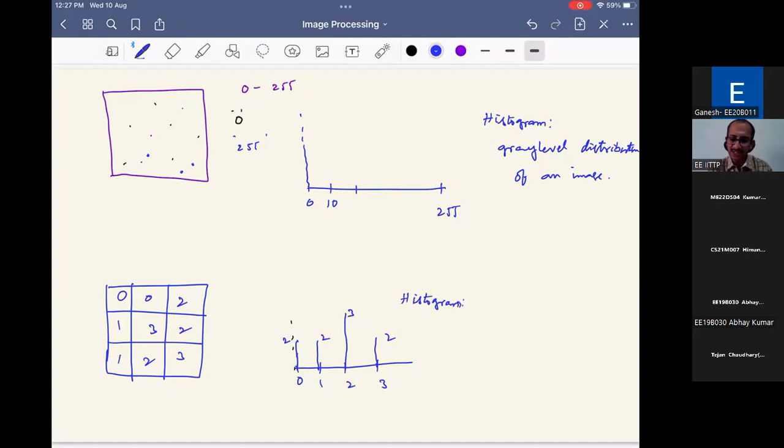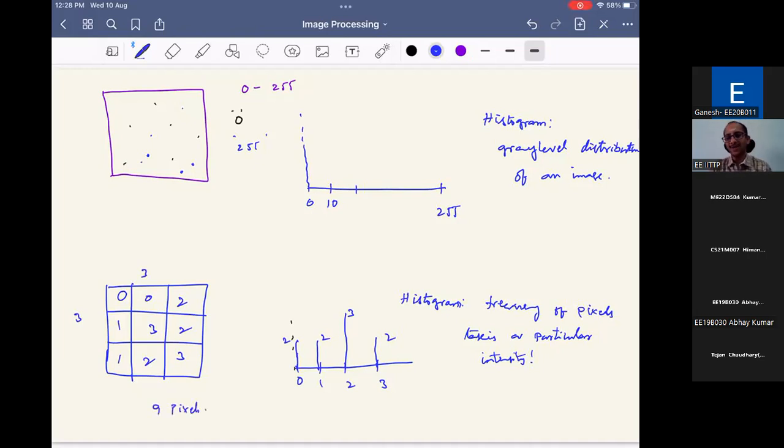This essentially gives the frequency of pixels taking a particular intensity. This can also be converted into the probability of a particular intensity occurring in an image. If I consider this image, what is the probability of having 0 intensity? This is a 3x3 image, so the total number of pixels is 9.